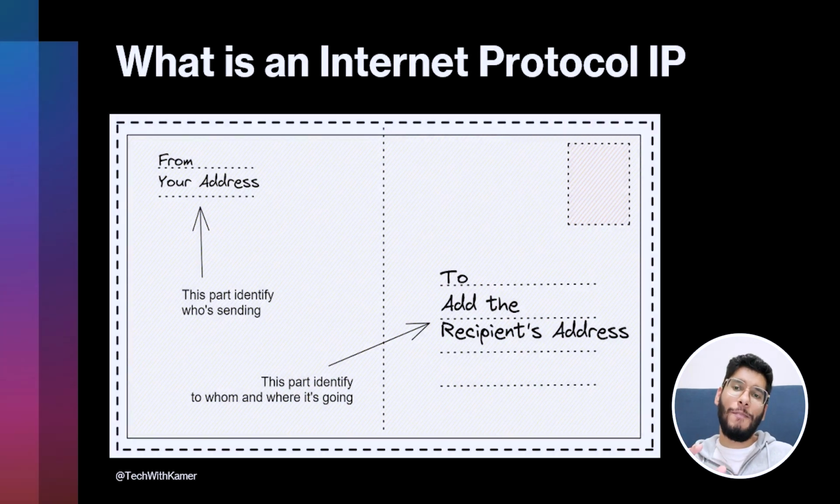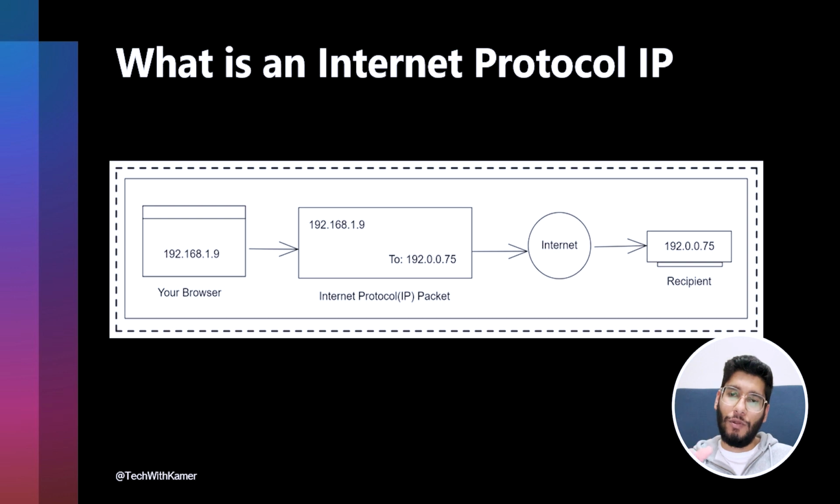In the same way, the IP protocol has the same thing on the packet. A packet is kind of a postcard you can consider. So whenever I want to go from my browser to google.com, there are two things that are needed. Who am I on the internet and where I want to go on the internet. That is where the IP address comes into the picture.